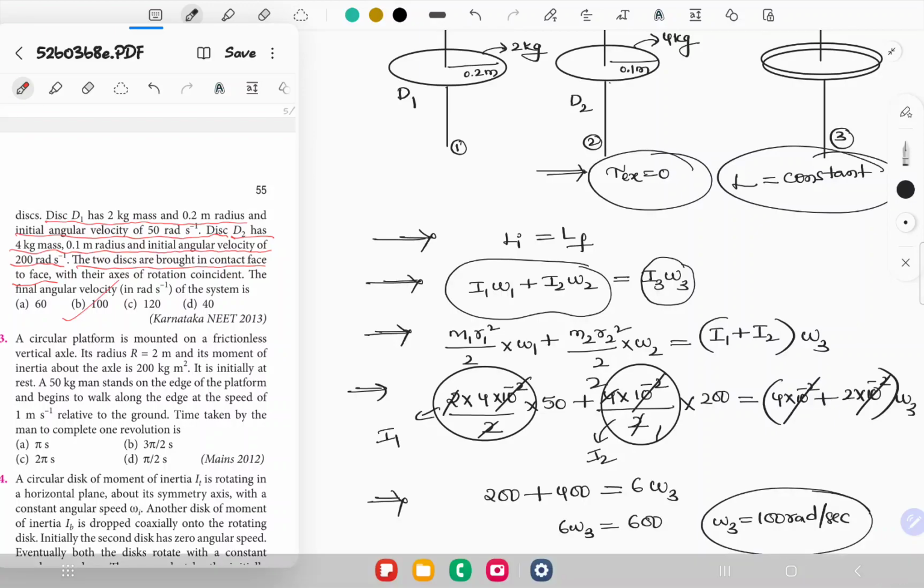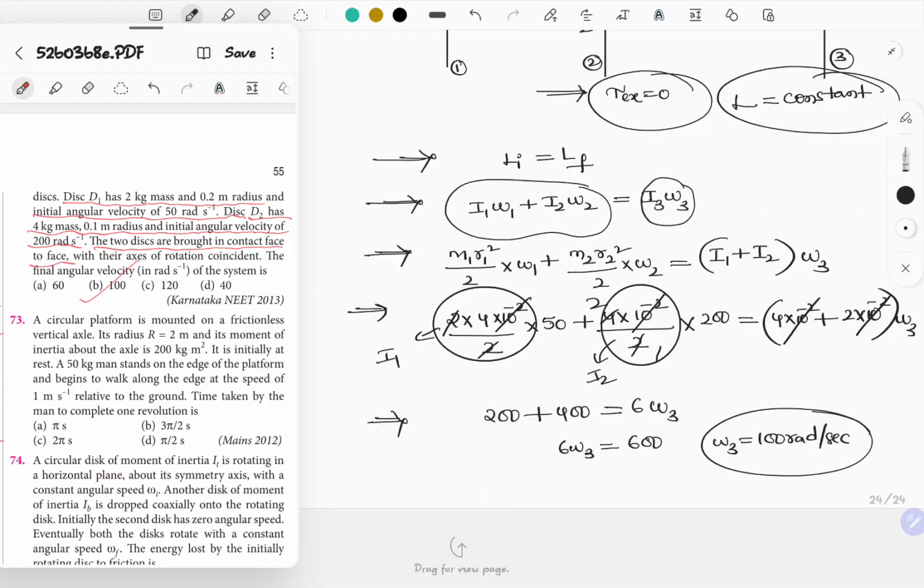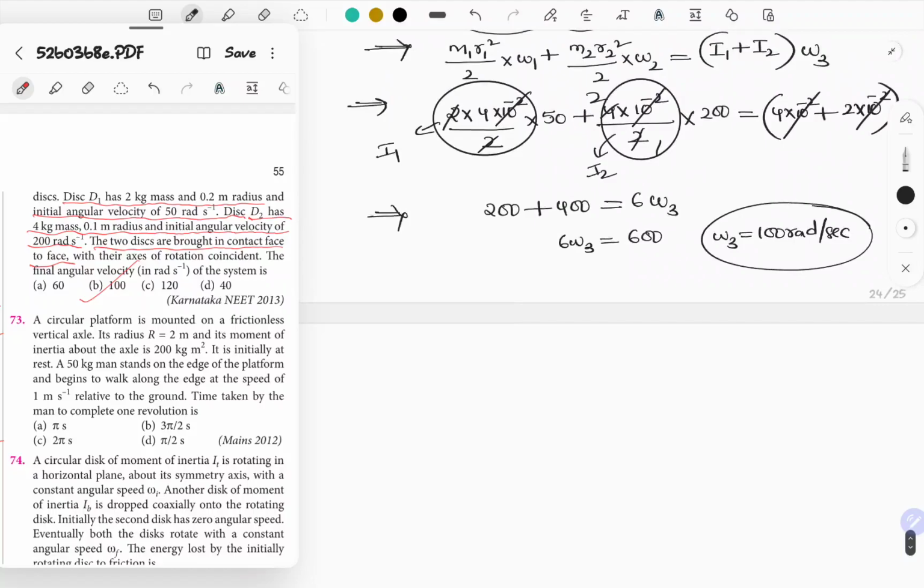So this is the answer. Which option? Option B is the correct answer for 72. Very good. Next, let's move on to the next question.